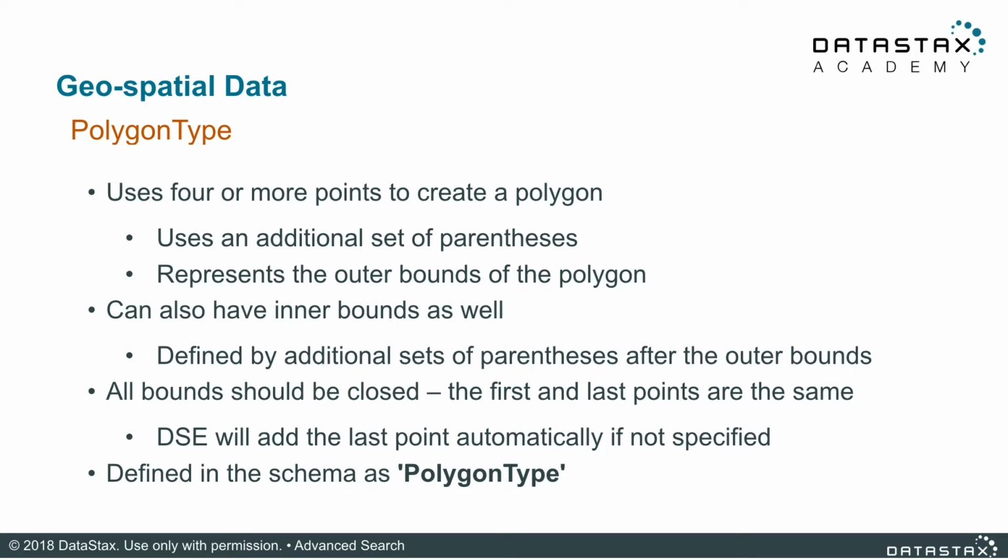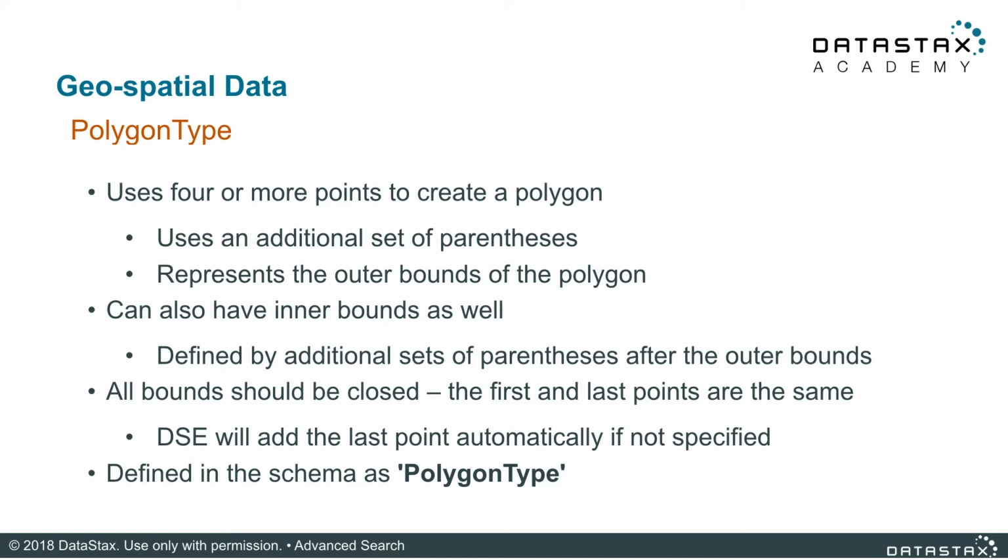The polygon type data would start with the word polygon, and then contains the point coordinates for an outer bound, which represents the outer bound of the polygon, and also an optional inner bound. For example, if you're trying to describe a polygon with a hole in it, the inner bound is used to define the points that make up the hole.